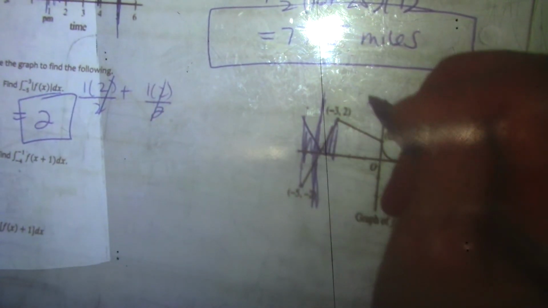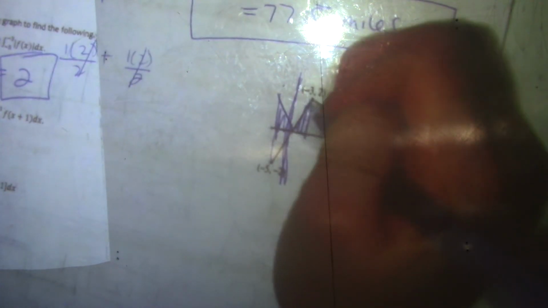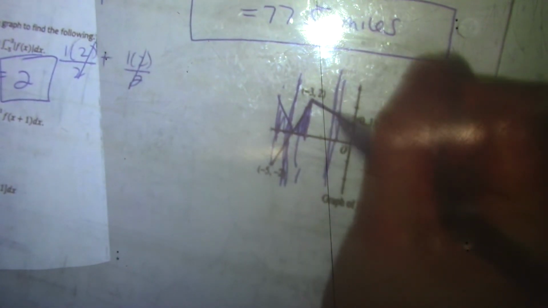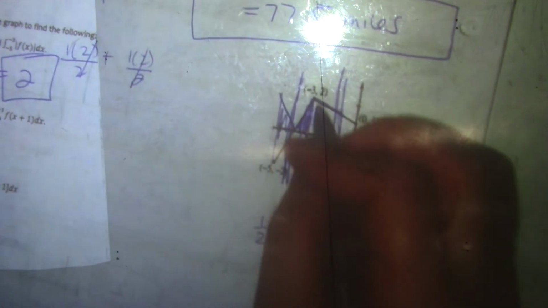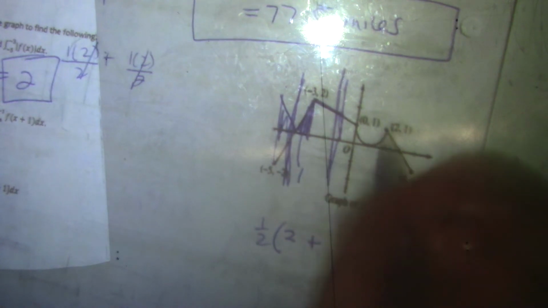-4 to -1. So -4 is here, going to -1. Random area, but that's okay. So I already have this one. This one is positive 1. And then this is just a trapezoid, so it's going to be 1/2 height of 2 plus, ooh, what's that height?